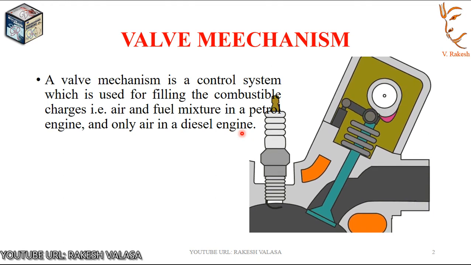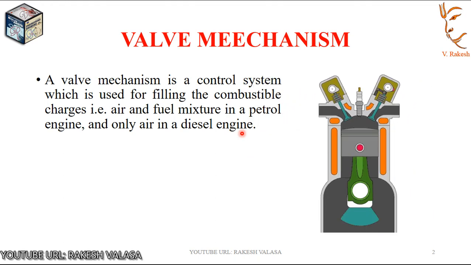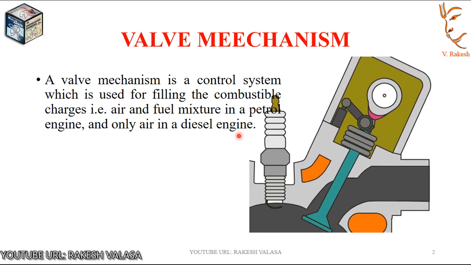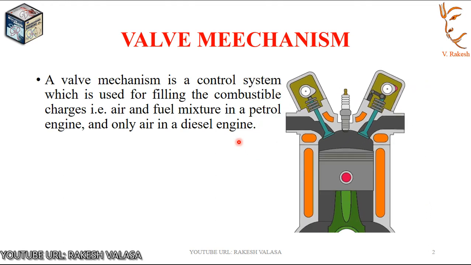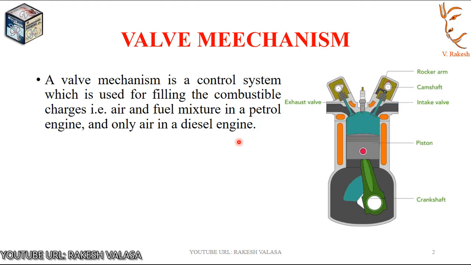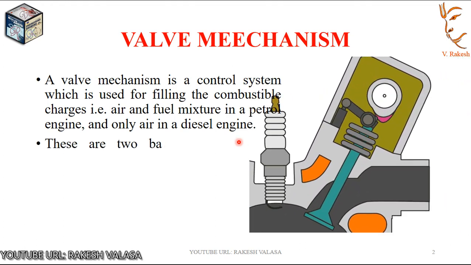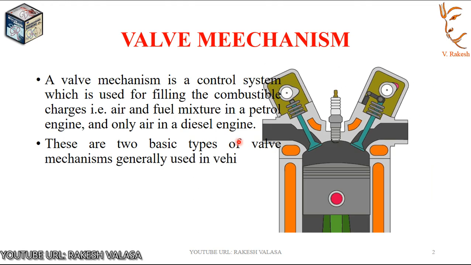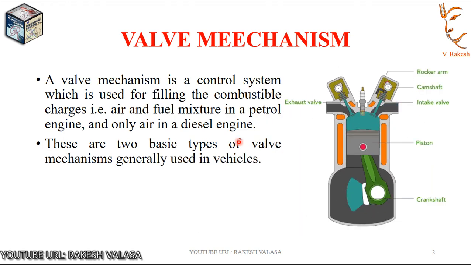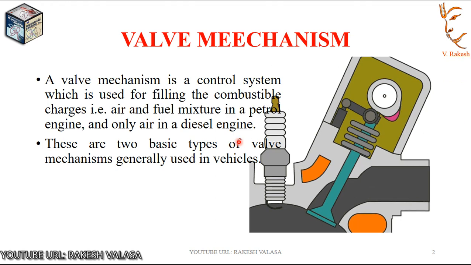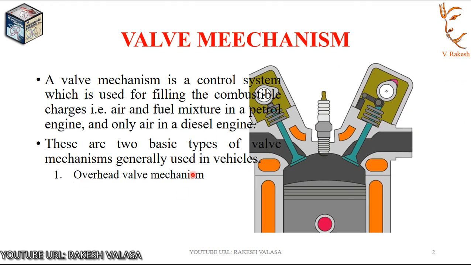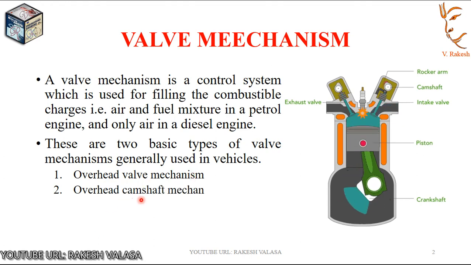In case of two-stroke engines, the valve gear mechanism is not used because in those engines the ports are opened and closed by the moving piston. In four-stroke engines, different valve mechanisms are used. These are basically divided into two types. In this, first one is overhead valve mechanism. Second one is overhead camshaft mechanism.